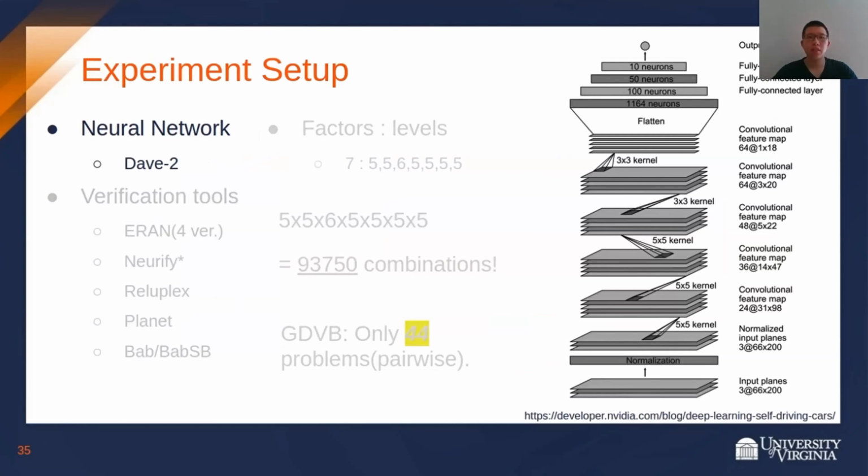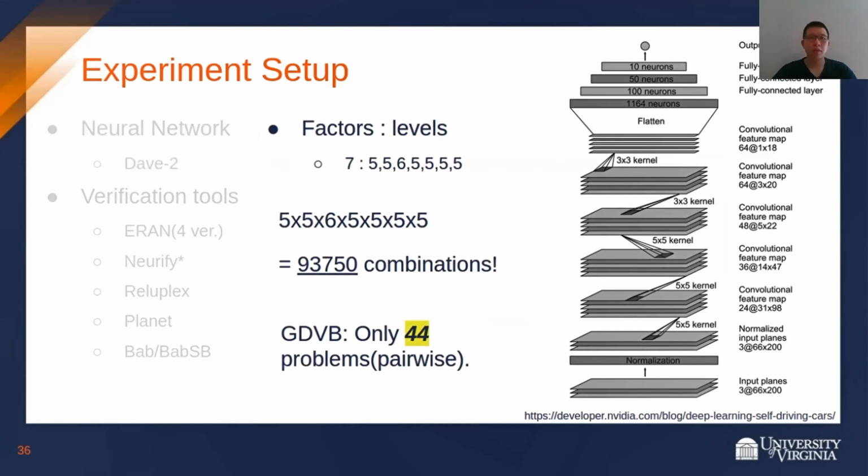We then evaluated our approach on the DAVE-2 network. It has 5 convolutional layers, 4 fully connected layers, with more than 82,000 neurons and more than 2 million parameters. We configured 6 factors into 5 levels and 1 into 6 levels. The total exhaustive factor combinations will be more than 93,000. Thanks to covering array, GDVB only produced 44 verification problems at pairwise strength.